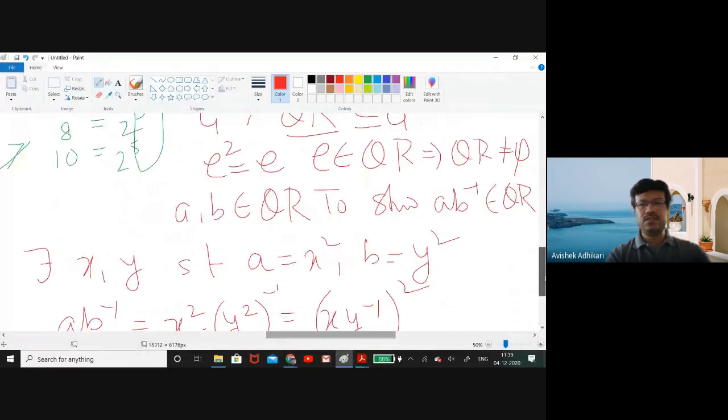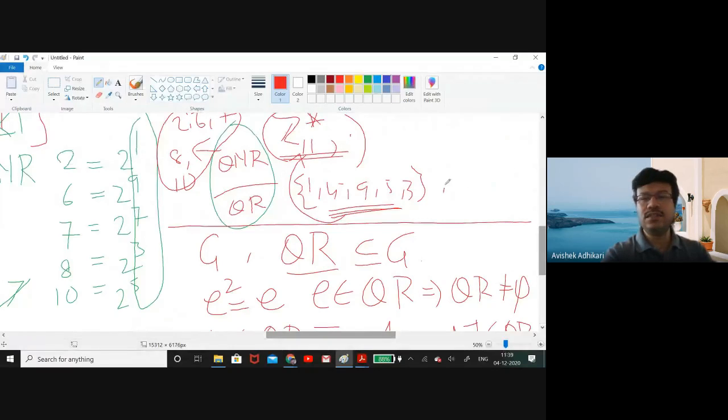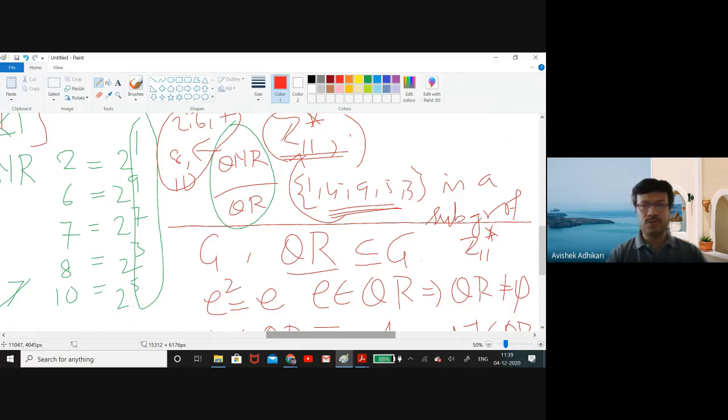As a result, you can now say that this is a subgroup of Z11 star. So now we are basically in algebra. You can understand that the quadratic residues form a subgroup of the original group, so it will have lots of properties. Now if I ask you the question, is QNR, the set of all quadratic non-residues, also a subgroup of G?